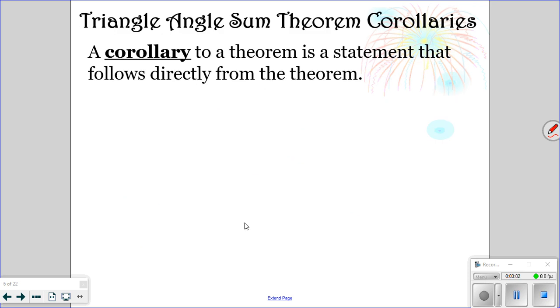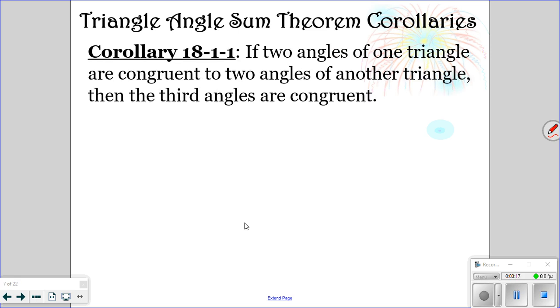Alright, so now we're going to look at some corollaries. So a corollary to a theorem is a statement that follows directly from the theorem. So it's kind of like a subset of the theorem. And so we're going to look at some corollaries that go along with theorem 18.1. So this is corollary 18.1.1. And the reason it's corollary 18.1.1, it's the first corollary that goes with theorem 18.1. So that's where the numbers come from.